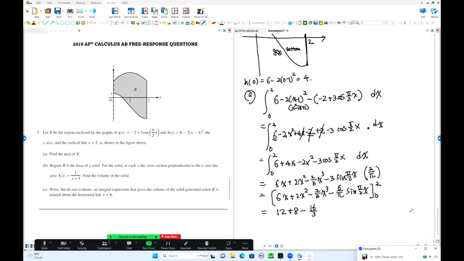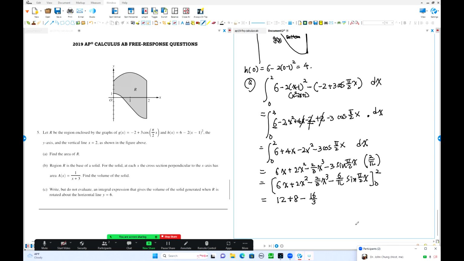Sorry, I just got a cup. 16 over 3, okay? 2 cubed is 8. And minus 6 over pi, sine pi over 2 times 2 is how much? Sine pi, right? Pi over 2 times 2 gives sine pi, which is 0. And put this number 0 there. The first one is 0 because they have all x terms, they are all 0. This is also sine 0 equals 0. They are all together 0.